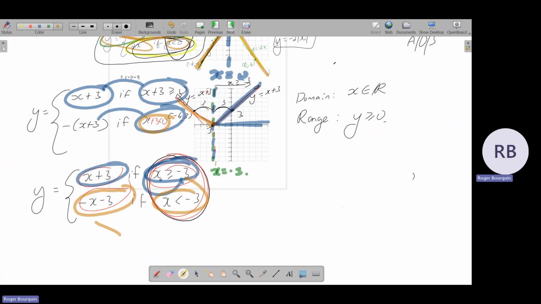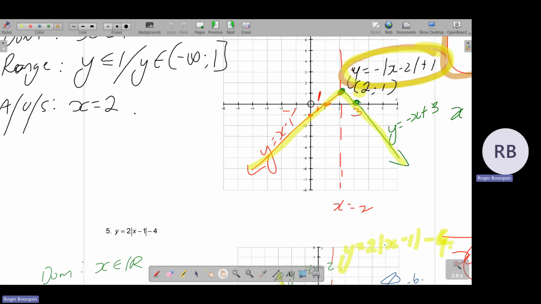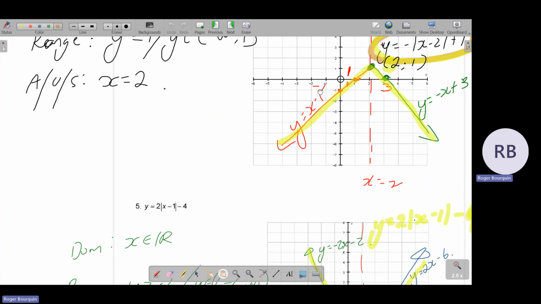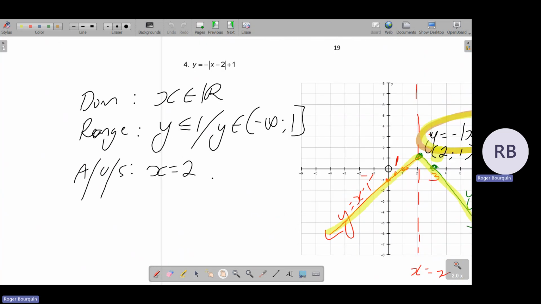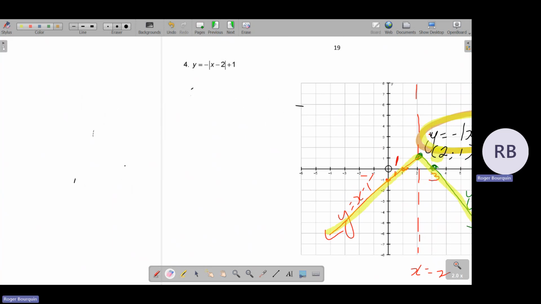Then on page 19, we had this one over here, y is equal to negative the absolute value of x minus 2, plus 1. Let's just practice one quickly. How would I draw this graph using the definition? What would I say? If I use the absolute value definition, what did I write? I'd get one situation if what?